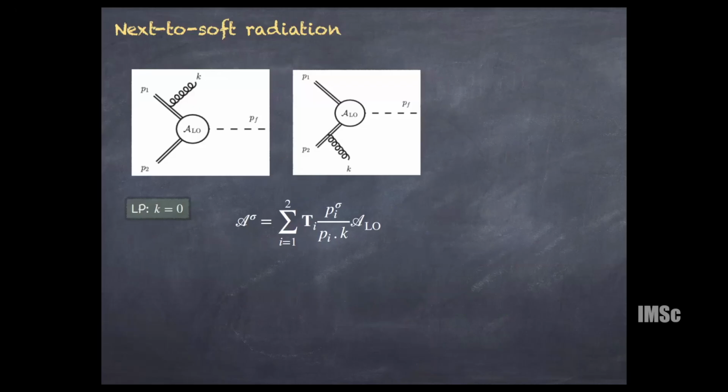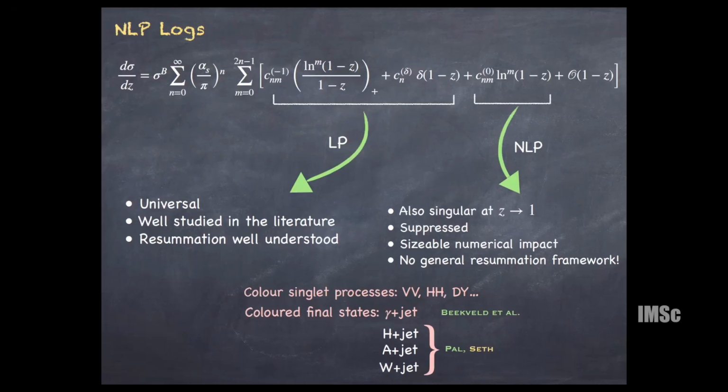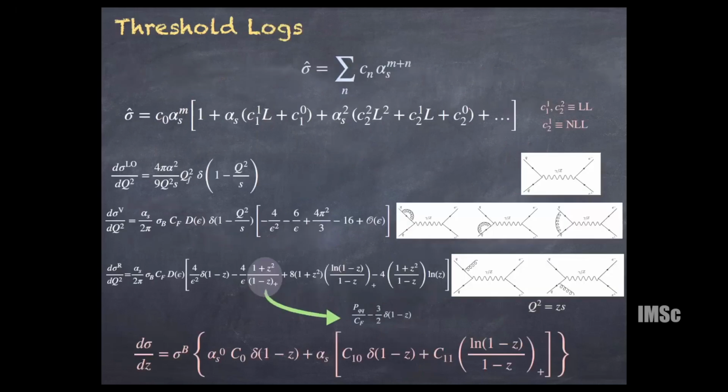Question: how can you say that it should be singular in the z goes to one limit? It's not singular, but it is giving a large contribution. Not singular, because this is a plus distribution. If you put z equal to exactly 1, then there is no real emission. So I want to study the threshold limit, where the energy is just sufficient. It is not singular, but it is large.